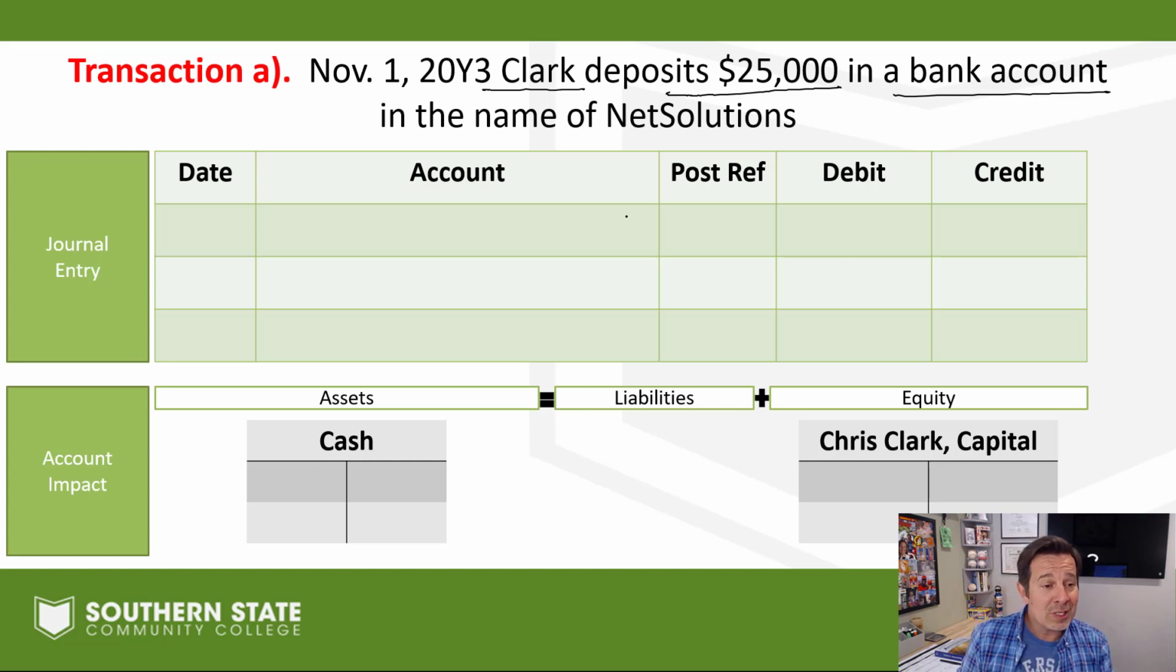And remember our rules here for trying to make the cash account go up. Cash is on the left-hand side of the accounting equation, so it's going to go up on the left-hand or debit side of the account. Capital's on the equity side, on the right-hand side, so it's going to go up on the right. And then down on the left.